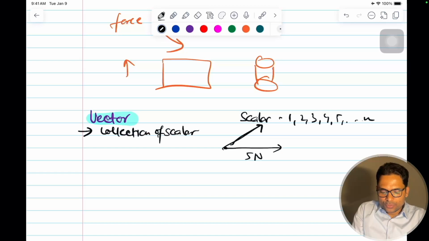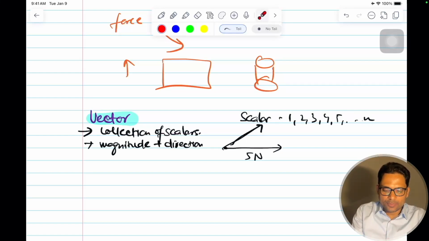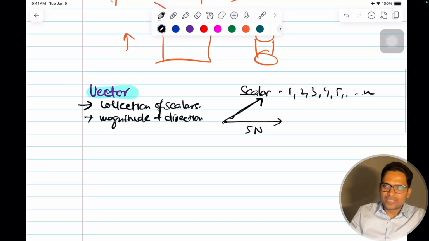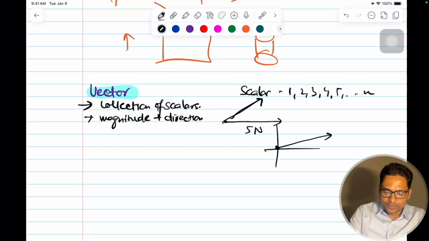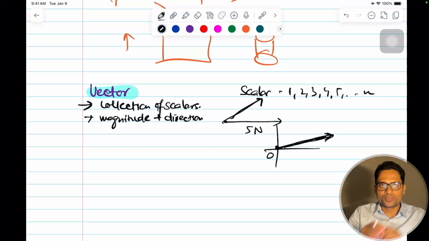It has a magnitude plus direction, in which direction this is happening. So this direction is very important, that differentiates it from a scalar. So it has a magnitude plus direction. So geometrically, as I mentioned, this is just like a line segment. So it will have some origin, and from there it will have some length and the direction in which it is represented in space.